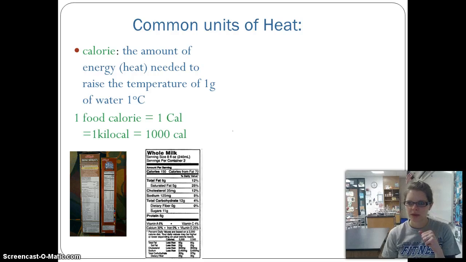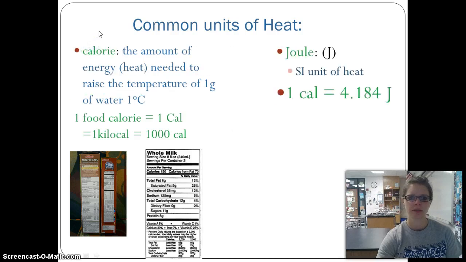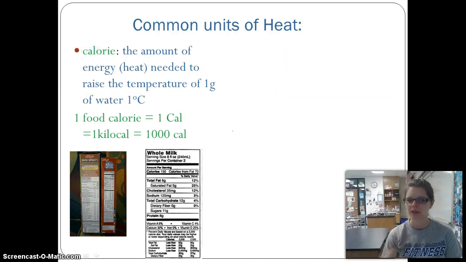Look at the whole milk. You can see that there's a big C. Those are food calories. 1 big calorie is a food calorie. What I have defined for you here at the very top is a little calorie. 1 little calorie is the amount of energy you need to raise 1 gram, 1 degree. You have 1,000 little calories in 1 big calorie. So these are the conversions that we'll need to know. 1,000 little calories is equal to 1 kilocalorie, which is 1 big calorie, which is a food calorie.